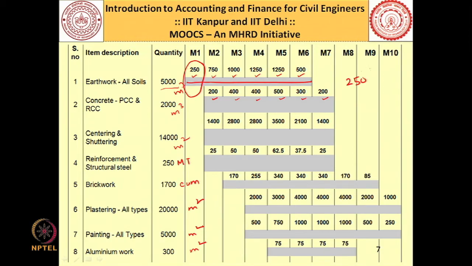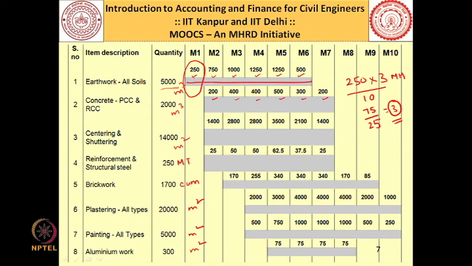250 cubic meter. Now, the productivity norm for earthwork is about 3 man hours per cubic meter. So, that means for doing 250 cubic meter, I would require 750 man hours. If I divide it by 10, if I am working for 10 man hours every day, it would be 75. And if you are working for 25 days a month, the number of workers required for month 1 in excavation alone is 3.